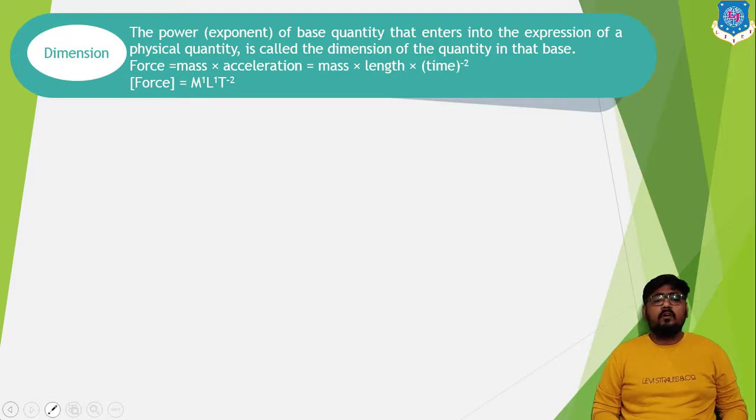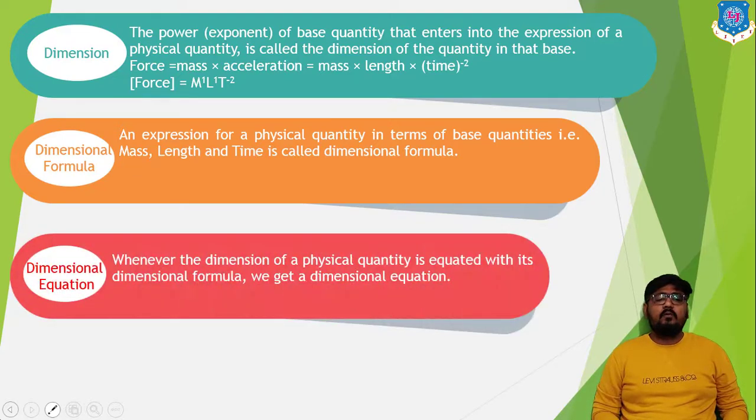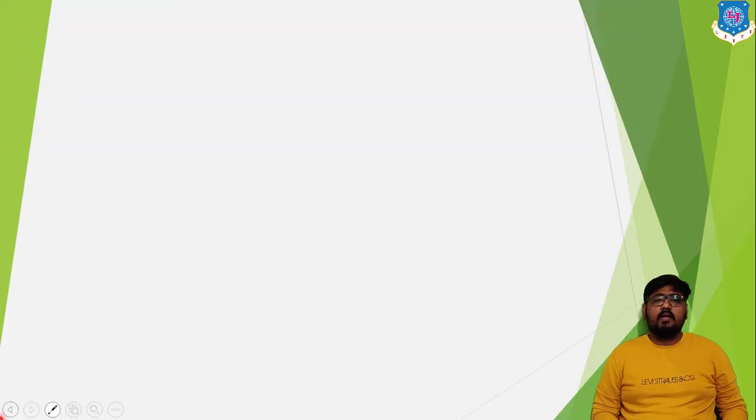Now next is the dimensional formula. An expression for a physical quantity in terms of base quantities, that is mass, length and time, is known as a dimensional formula. As we have talked about the force, that is M L raised to 1 T raised to minus 2, that is the expression or the dimensional formula for the force. Now next is the dimensional equation. Whenever the dimension of a physical quantity is equated with its dimensional formula, we get a dimensional equation. So let us talk about some basic quantities with their dimensional formula and their dimensional equation.